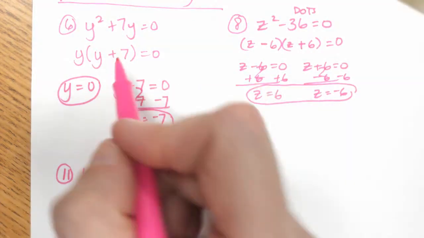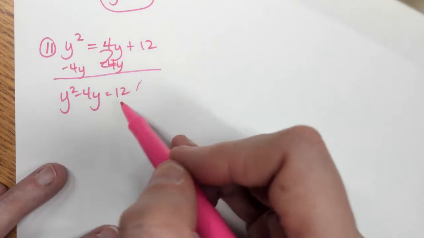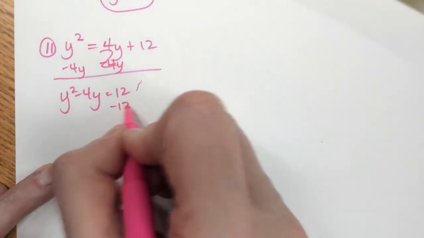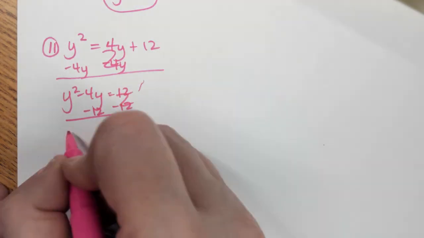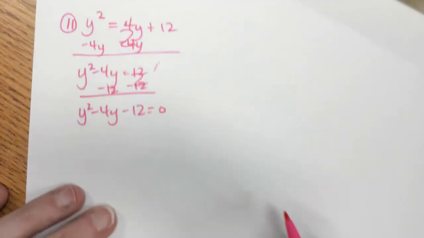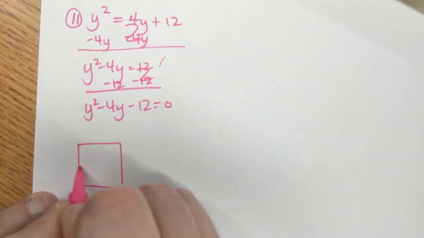It looks like this one, but this one is set equal to 0 and this one isn't. Factoring only works when we're set equal to 0 because of the zero product property we talked about in class today. So I have to subtract 12 from both sides. Now I have y squared minus 4y minus 12 equals 0. And now I'm ready to factor. So I can put it in the box.